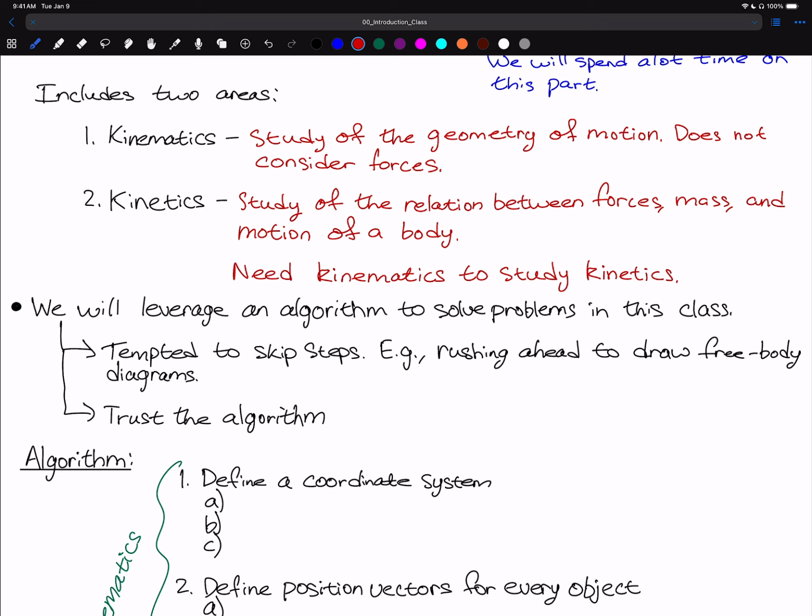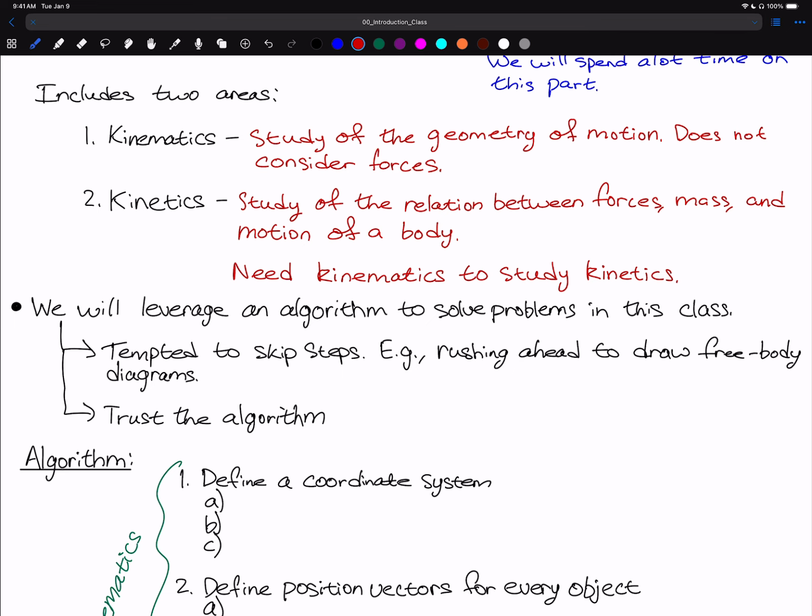We're going to leverage an algorithm, or just a problem-solving approach. Algorithm is just shorter to say. So we're going to leverage an algorithm to solve problems. You're going to be very tempted to skip steps in this, such as rushing ahead to draw free body diagrams. But you really need to slow down and trust this algorithm.